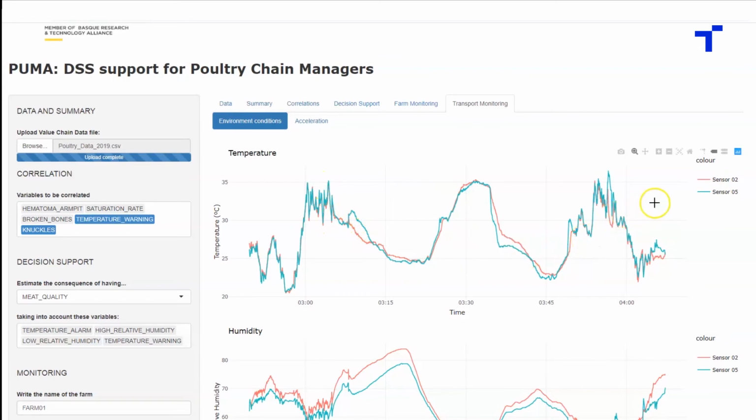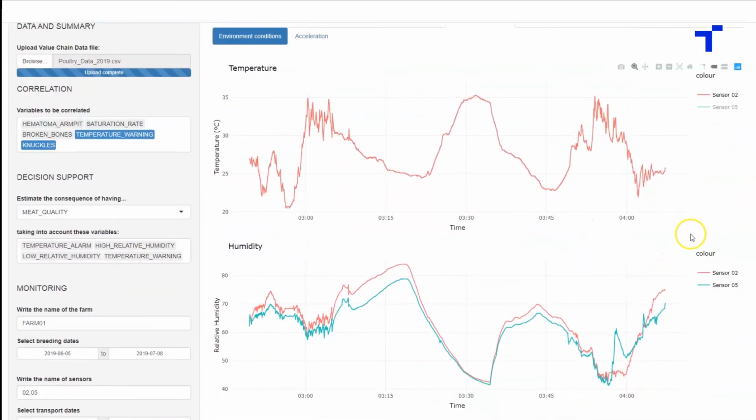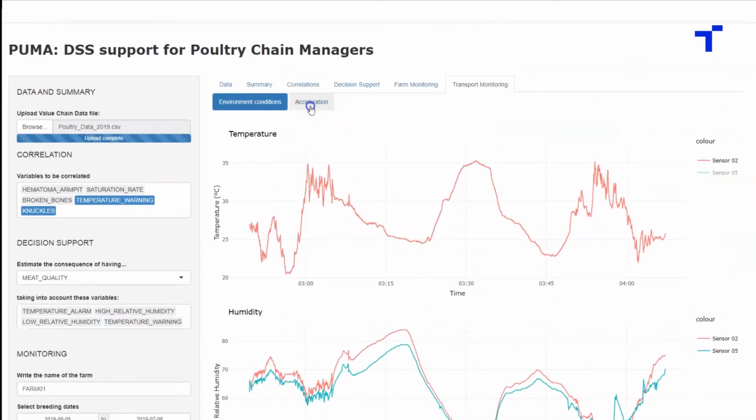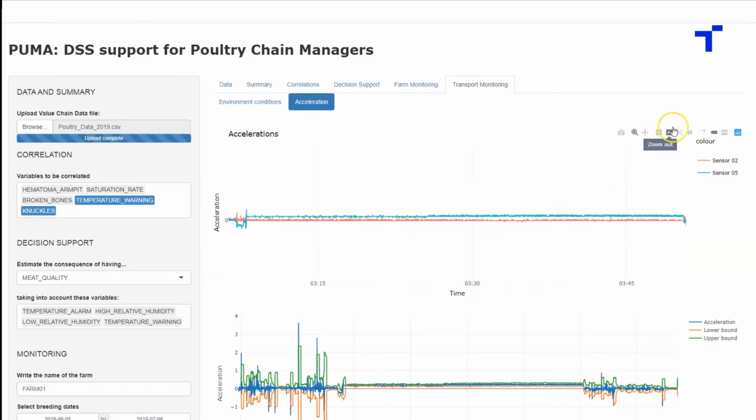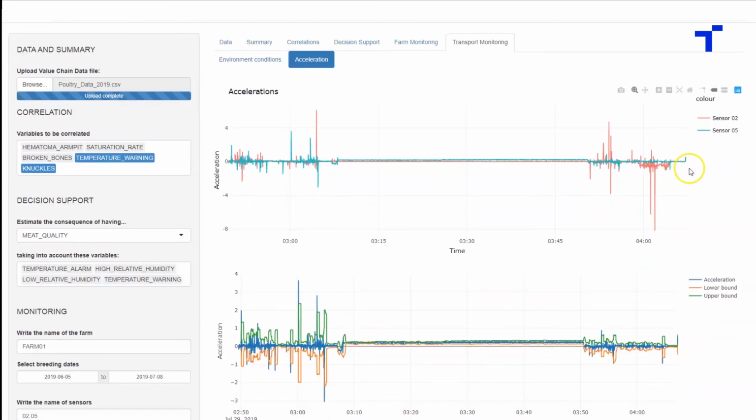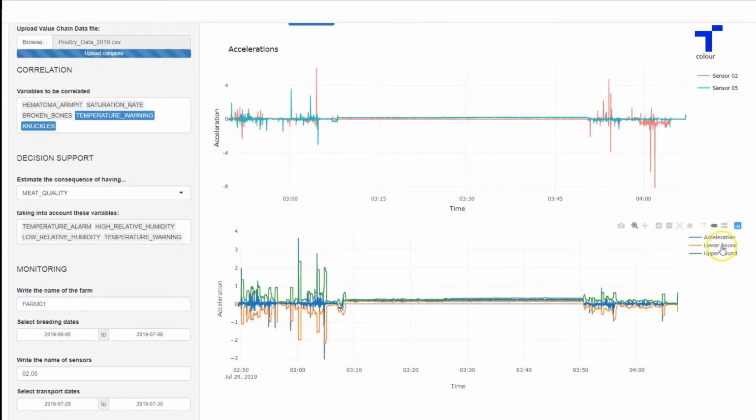PUMA also provides an additional tab in which the acceleration recorded in the trucks during the transport phase is displayed. For example, through the current graph, we can see that the truck has been stopped for a period of approximately 45 minutes. Additionally, we can detect and identify sudden and abrupt movements. An agitated transport can cause bruising and other injuries to poultry, which in turn affects the quality of the meat, something that is interesting to control in this phase.